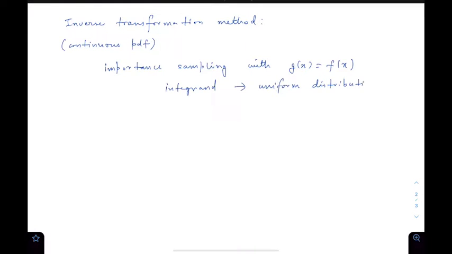We transform from f(x) to capital F, where capital F is nothing but the CDF of small f, the cumulative distribution function. Now, instead of generating points uniform in x, we generate points uniformly distributed in capital F between F(a) and F(b), which are 0 and 1 respectively.